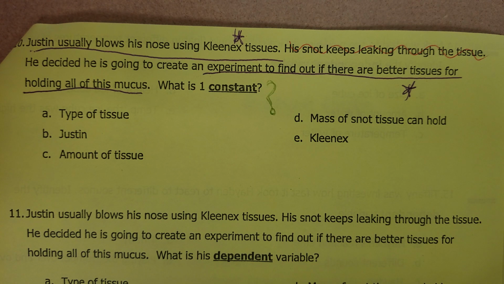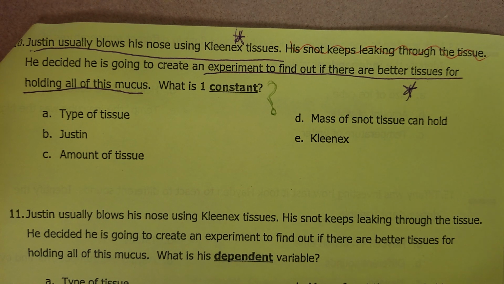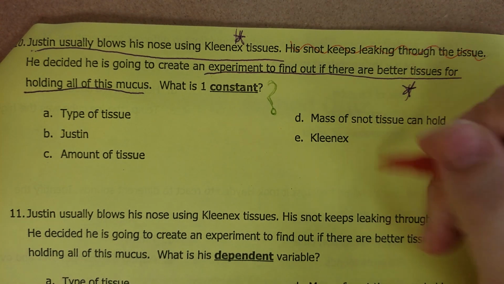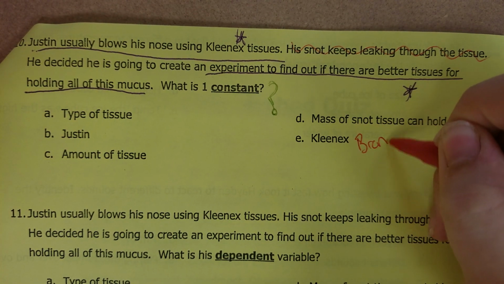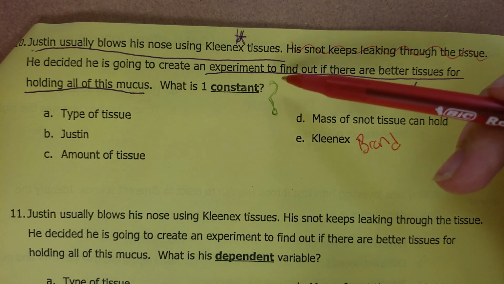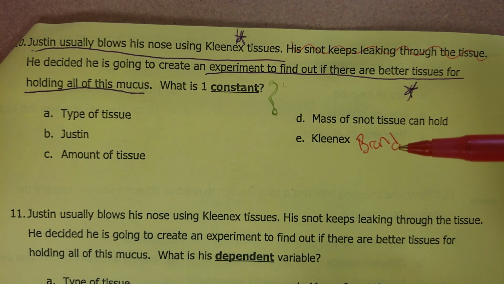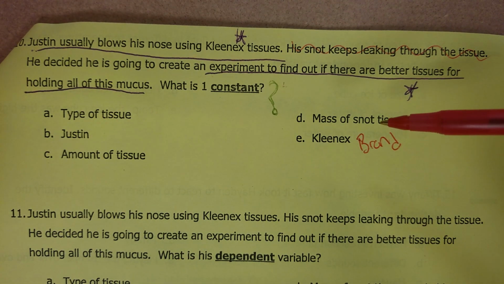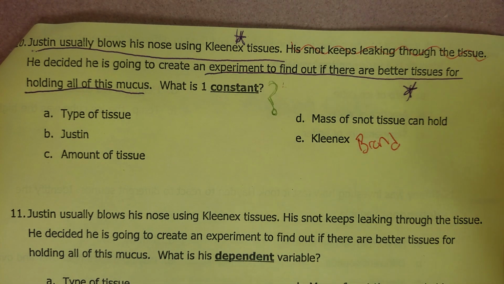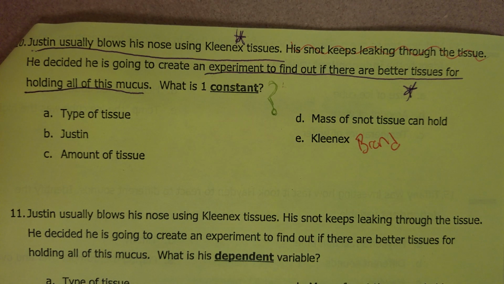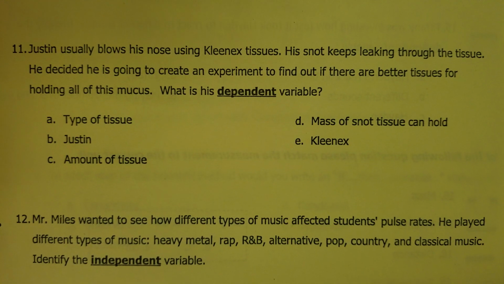So what's staying the same? My type of tissue, Justin, the amount of tissue, the mass of the snot tissue can hold, or my Kleenex brand. What's interesting about constants is there may be more than one answer here. So take a look and make your best guess. Remember to pause the video in order to do this if needed.